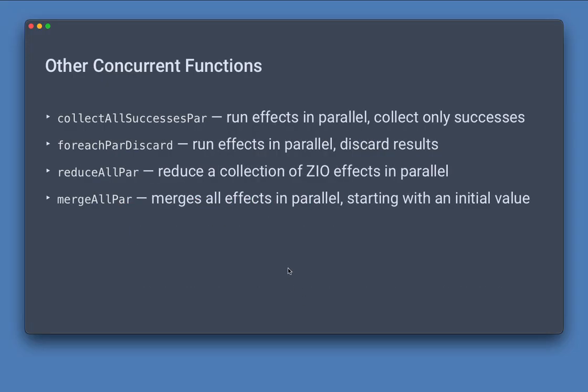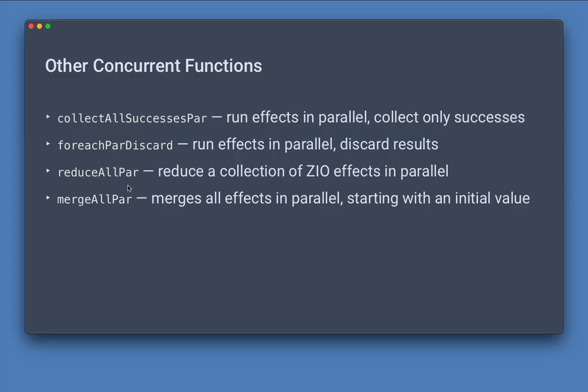So there's even more concurrent functions, but I just wanted to cover those initially because I think they're the main ones. A few other ones here: collectAllSuccessesPar. This one runs all the effects you give it in parallel and then collects only the successes. And I have an example of that coming up in just a few moments. forEachParDiscard is like forEachPar, except it discards the results. So this is typically when you're going to be doing something that has a side effect that's returning unit, so you don't care about it. So this is going to be a little bit more efficient than forEachPar because it knows that you just want to discard the results.